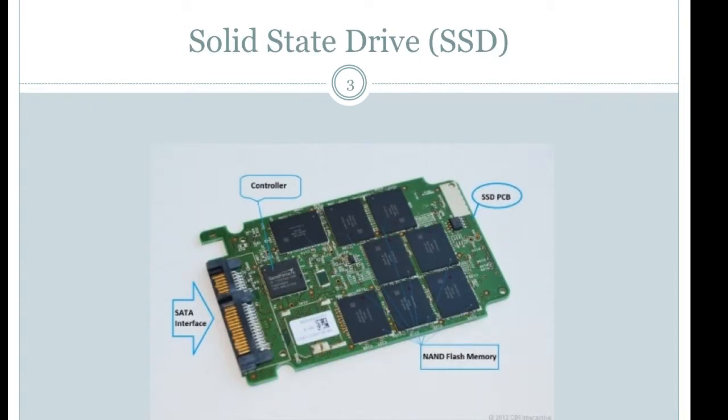A more recent alternative to a hard disk drive is a solid-state drive. A solid-state drive does not have any moving parts. A solid-state drive consists of several chips of flash memory and a controller chip, all attached to a printed circuit board. The one thing that a hard disk drive and a solid-state drive may have in common is the SATA interface. The SATA interface is what connects the drive to the computer.